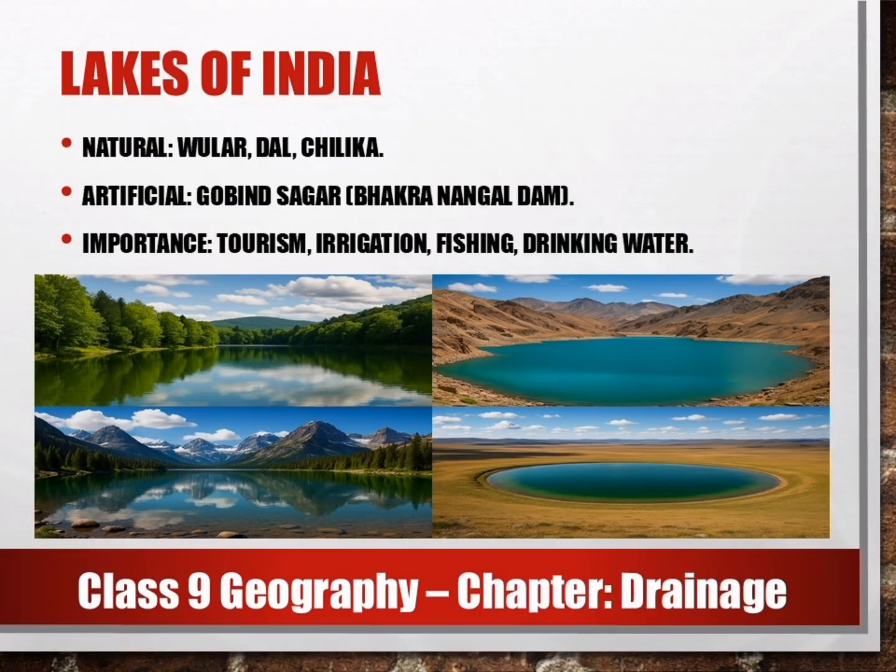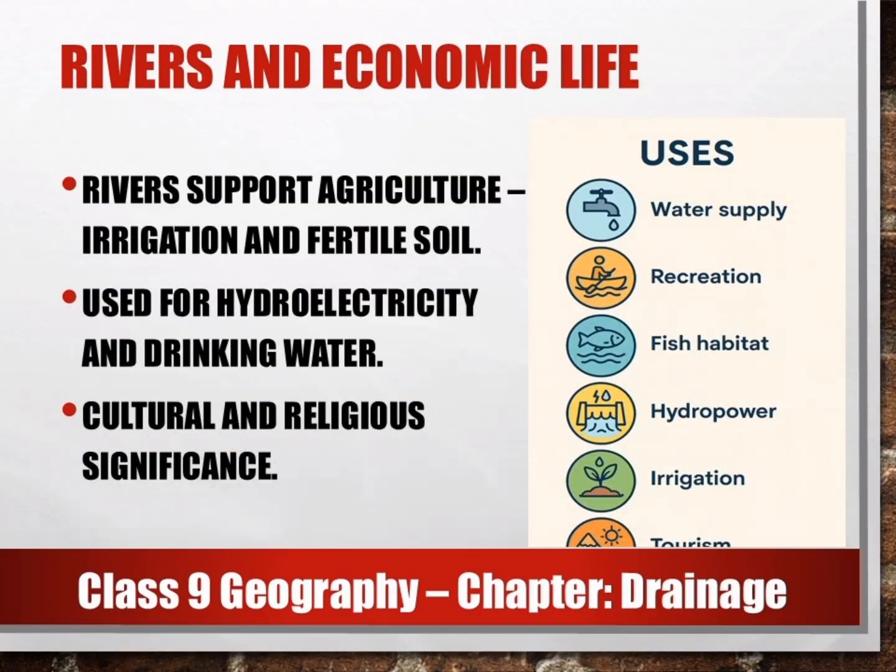So now we are going to see the role of Indian rivers in the economy. Rivers are essential for the Indian economy. They provide water for drinking, farming, and industries. They support transportation, especially in the plains, and are home to a variety of fish and aquatic life.